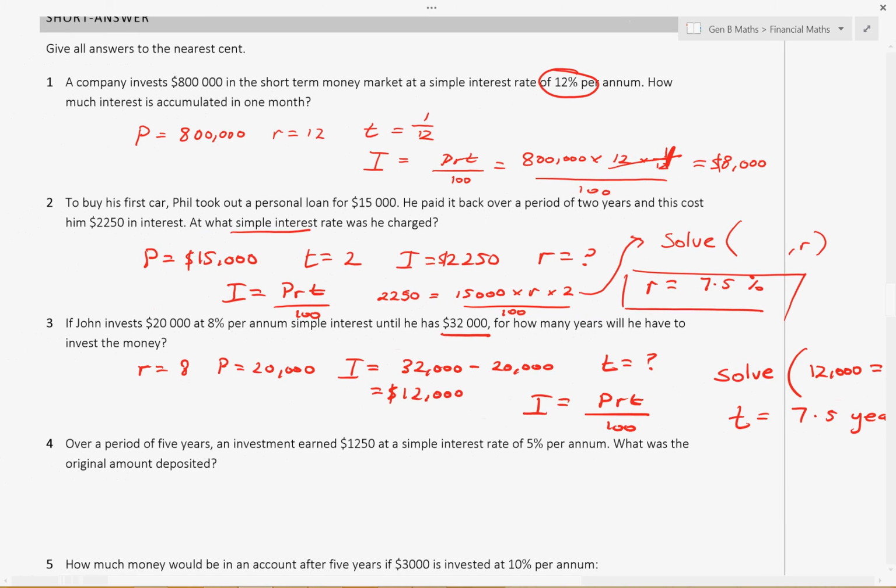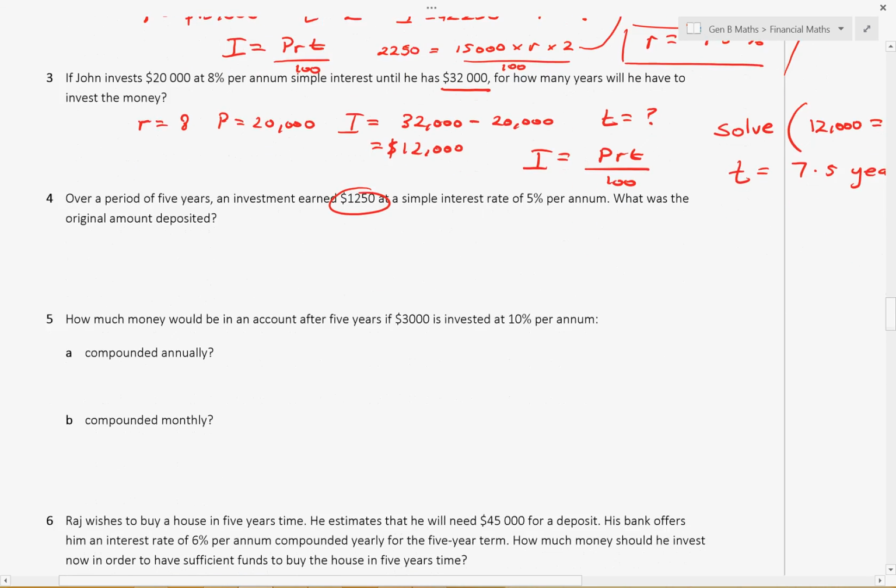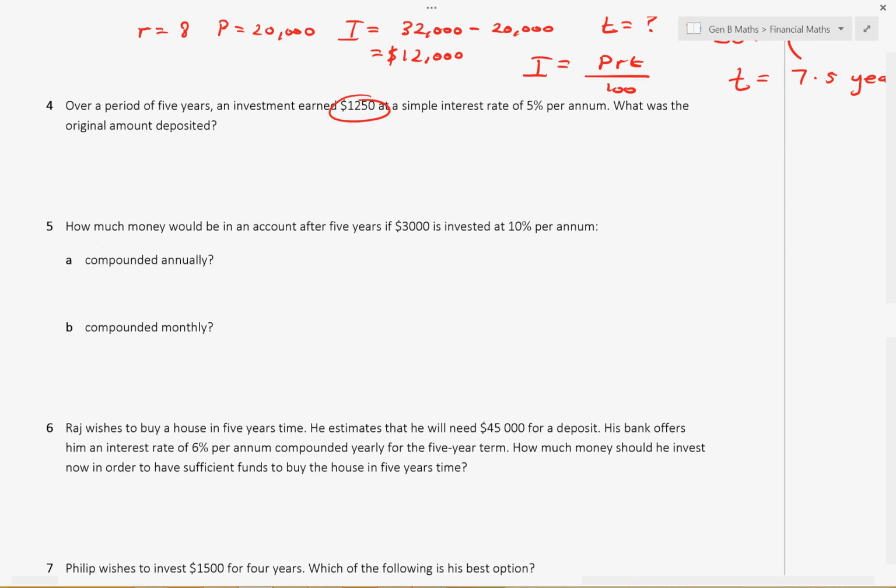All right, hopefully, is there any questions so far about that? That's just a simple interest formula. All right, so over a period of 5 years, an investment earned $1,250 at a simple interest rate of 5%. What was the original amount deposited? I'm not going to bother with that. That's pretty straightforward. We've done enough of those. Let's move to question 5.